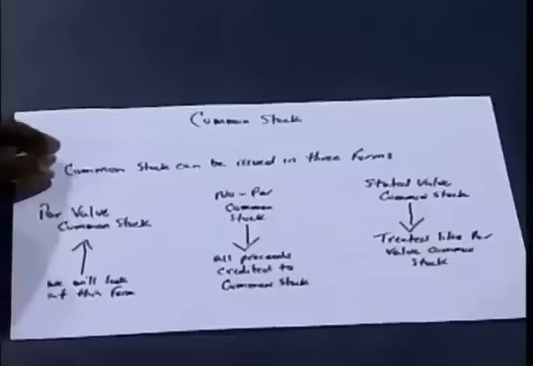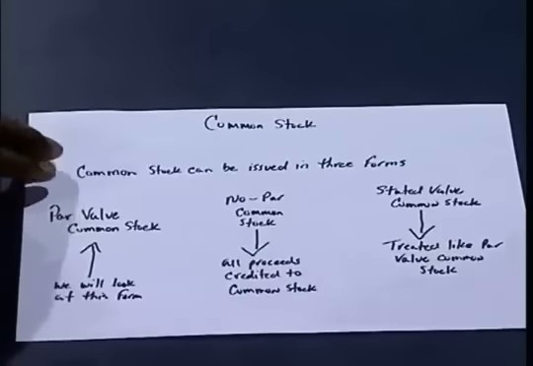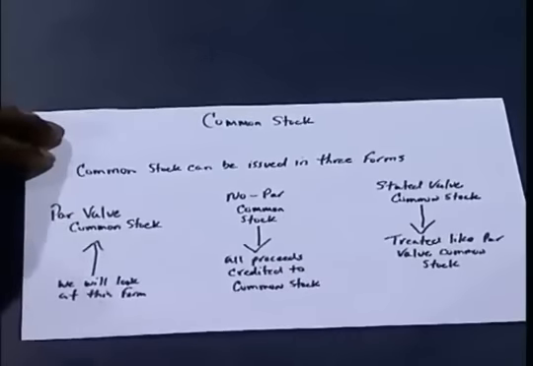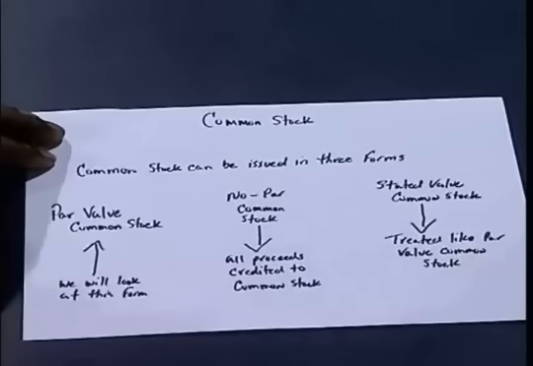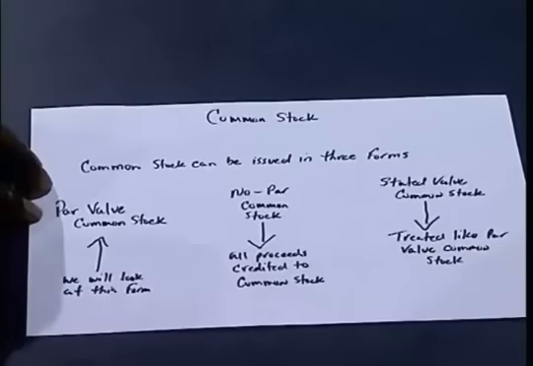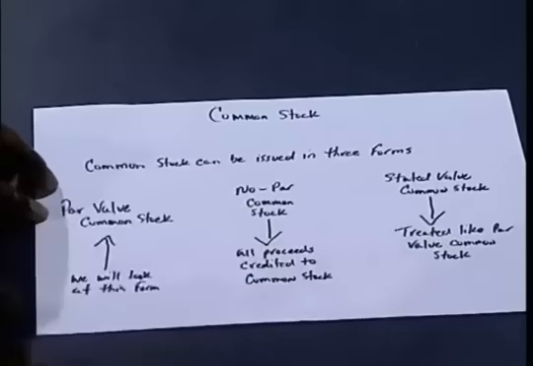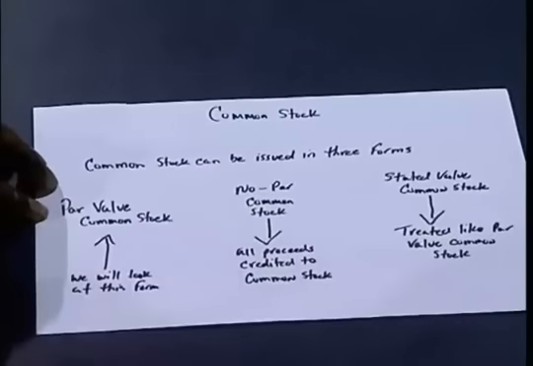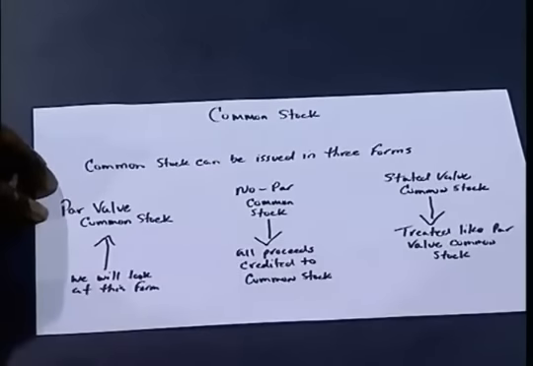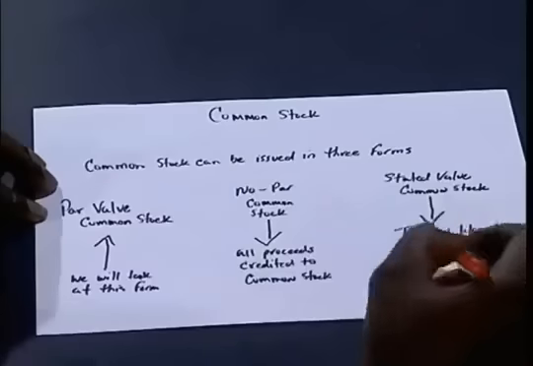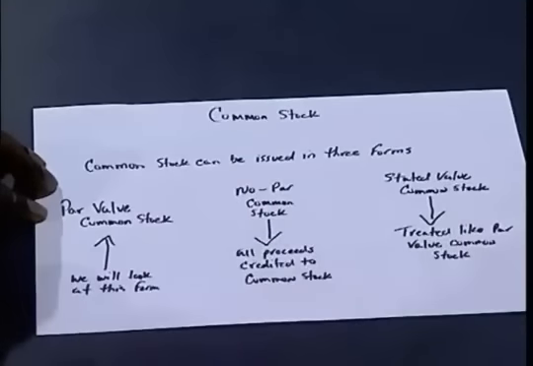Let's look at common stock. It's a form of stock that we're going to go through. Common stock can be issued in three forms. It can be par value common stock, and that's the stock that we're going to focus on in our example. No par common stock, in which case all proceeds are credited to common stock. And then you have what they call stated value common stock, and it's treated just like no par common stock.